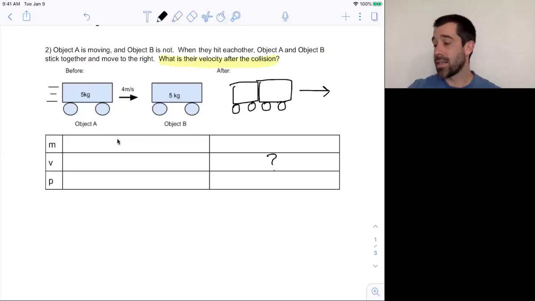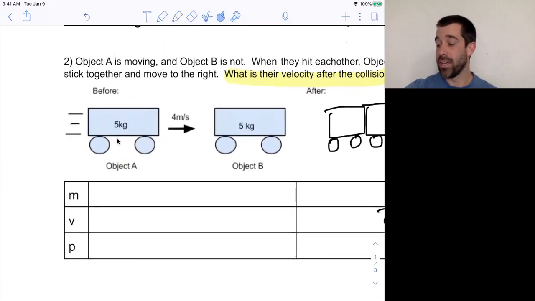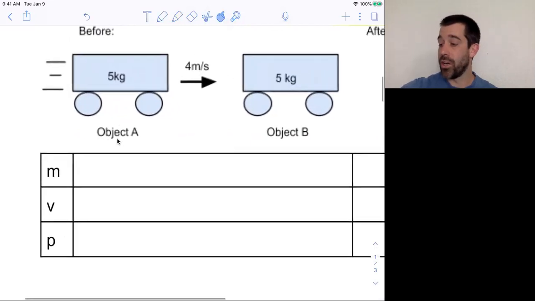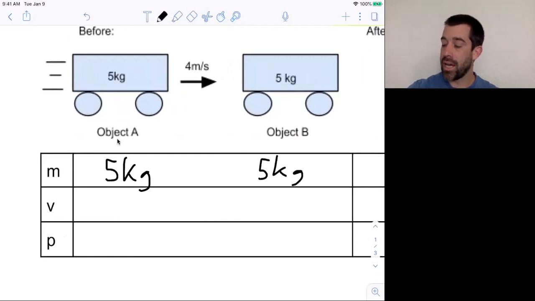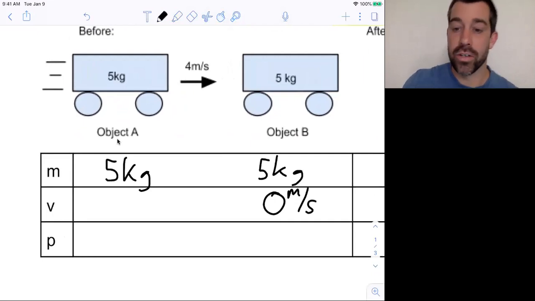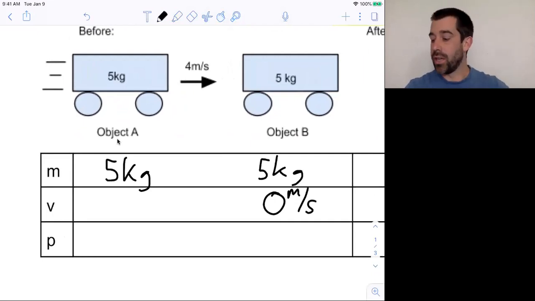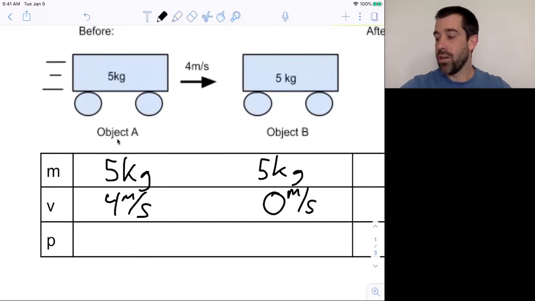All right, next thing, I'm going to go ahead and plug in all of my given information. All right, so I know that each one has a mass of 5 kilograms. I know that object B is not moving, so it has a velocity of 0 meters per second. I know that object A is moving at 4 meters per second. I know all of this just from looking at the picture up here.